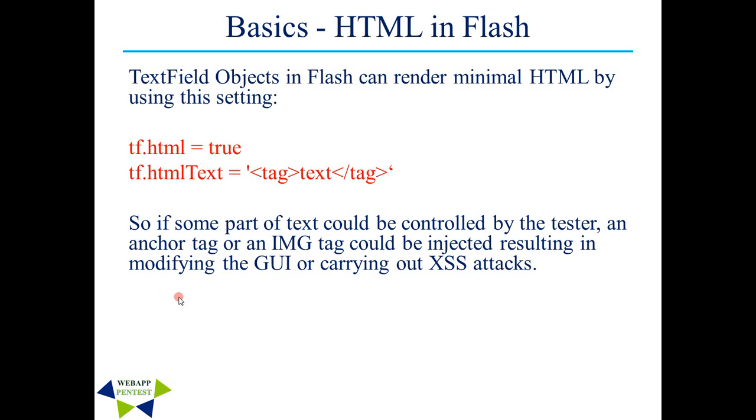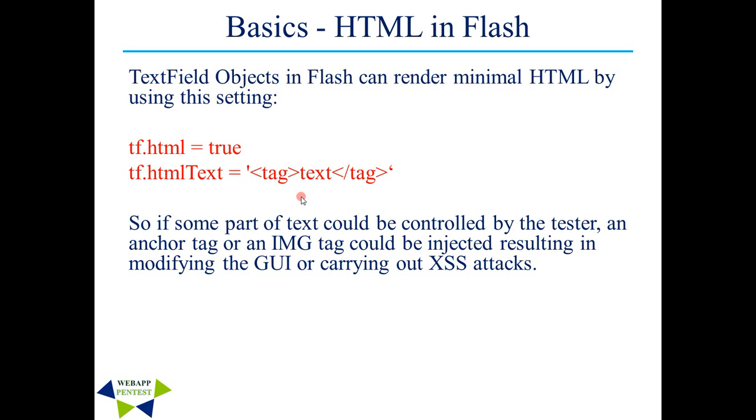Let's understand a bit of the basics of HTML in Flash applications. Flash applications have the capability of processing HTML content and displaying it to the user. You have text field objects in Flash that can render HTML by using the following setting. So you have a text field by the name tf. If you set tf.html equal to true and you give the HTML content into the tf field, it will then process this particular content and display it in the Flash application.